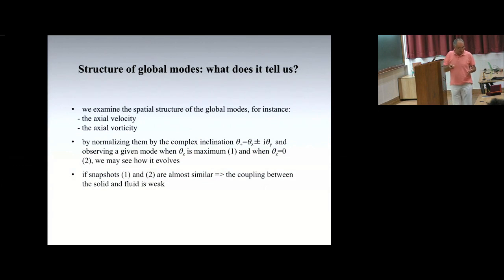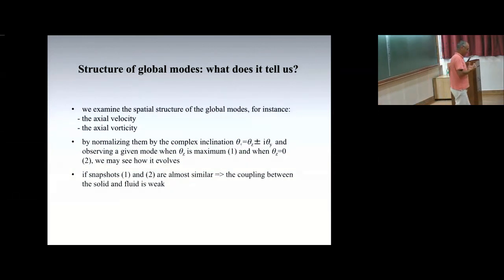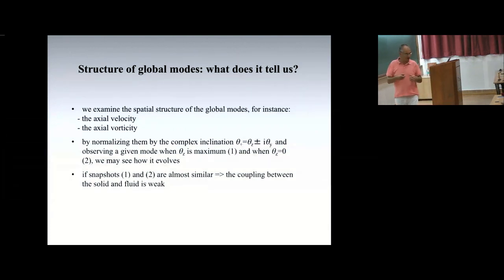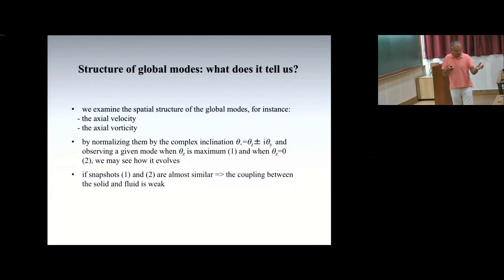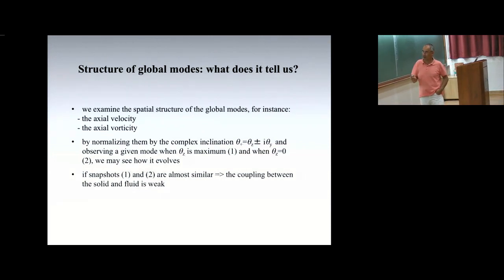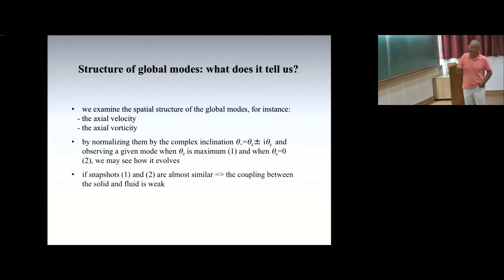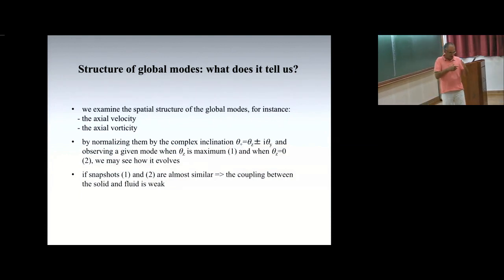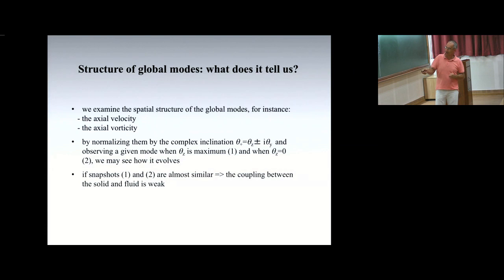So yes, of course, we can do more, because if you do global linear stability analysis, it means that you determine the eigenvalues, but you also determine the spatial structures of the mode. And you can use that to get more insight into the problem and into the coupled dynamics between the fluid and the body. For instance, you can look at the distribution of the axial velocity and axial vorticity disturbance past the disk, and you can normalize all these disturbances by the complex inclination of the path and observe the resulting structure for two different inclinations. For instance, when the inclination is maximum and when it is zero.